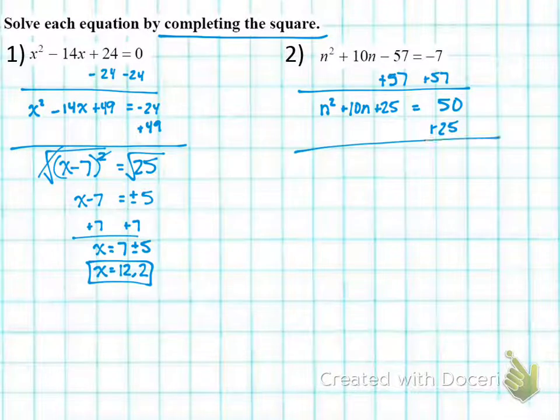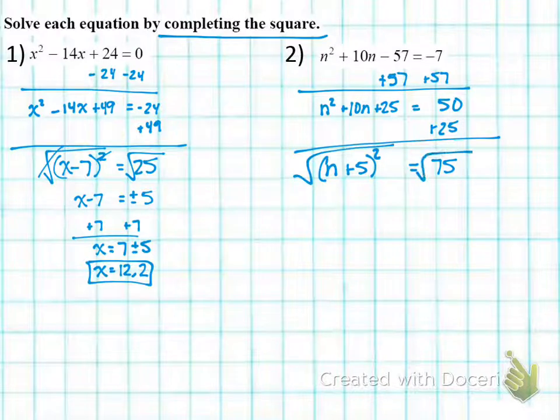Okay, so we got n plus 5. This left side is a perfect square trinomial, so I know the square root of n squared is n. Half of positive 10 is 5. This is the fastest way to do it, is go n plus 5 squared, because we know it's a perfect square, which is equal to 75. Okay. Since the square term is isolated on the left, I'm going to take the square root of both sides. These cancel out, so we got n plus 5 is equal to positive and negative rad 75.